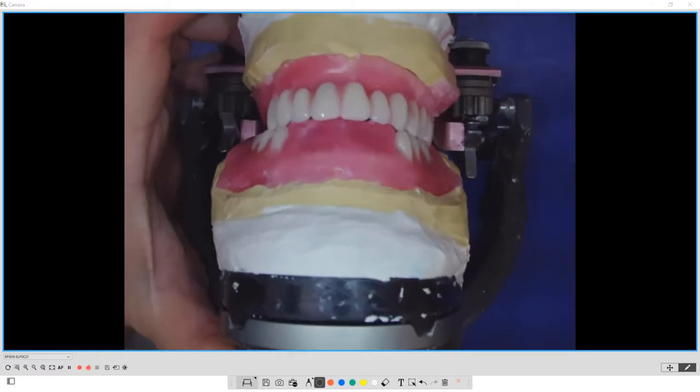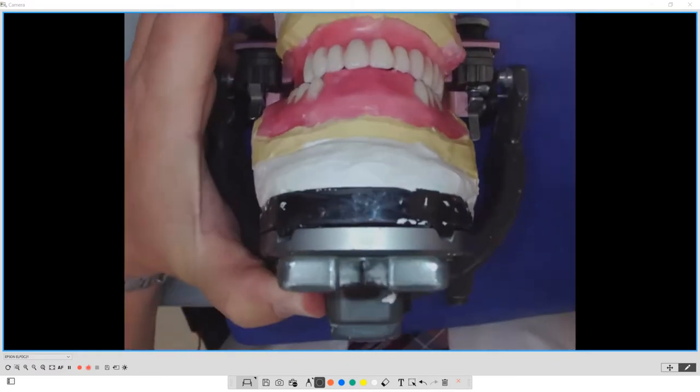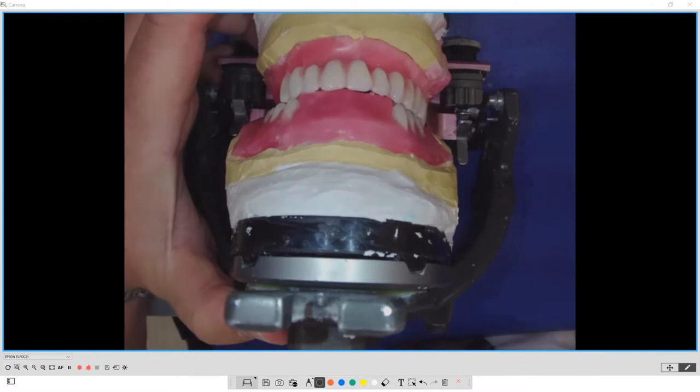So let's set some lower anterior teeth, and then I'm going to get into my third and final controversial position.